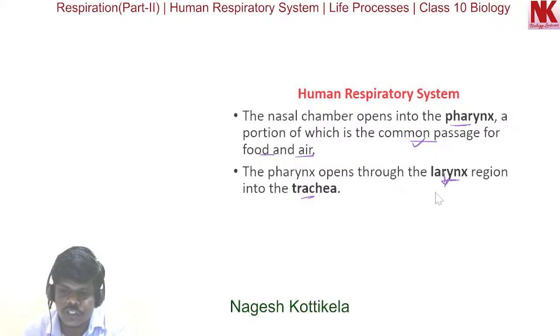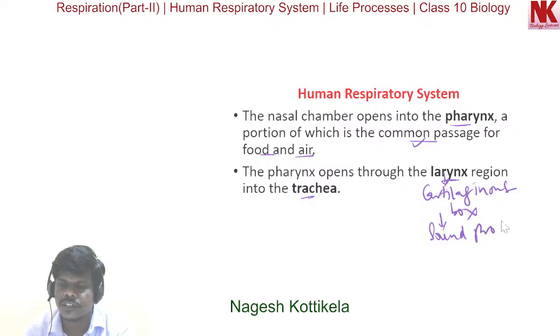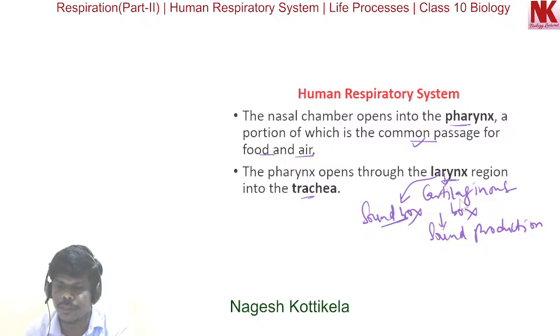Larynx here is a cartilaginous structure. So this is a cartilaginous box, and it helps in sound production, and hence it is called the sound box or voice box. So larynx is made up of cartilaginous structure, and it plays an important role in sound production. So it is a sound box or voice box.